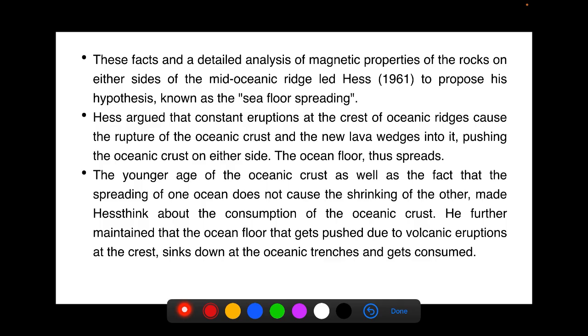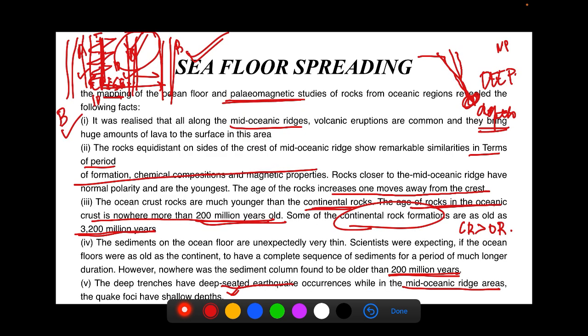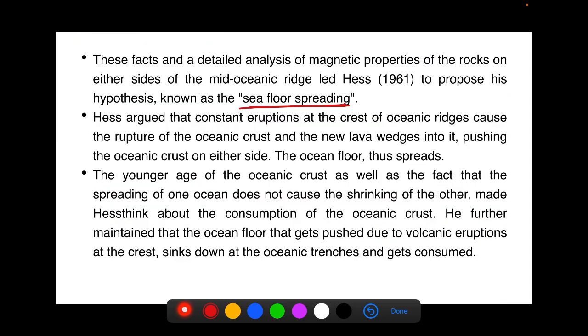These facts and a detailed analysis of the magnetic property of the rocks on either side of the mid-oceanic ridge led Harry Hess to propose his hypothesis known as seafloor spreading. We have studied that there are various conclusions that can be made from studying this oceanic floor, and all this analysis was taken by Harry Hess, and he proposed a theory called the seafloor spreading theory. Harry Hess argued that constant eruption at the crest of the oceanic ridge caused the rupture of the oceanic crust, and the new lava wedges into it, pushing the oceanic crust on either side. The ocean floor thus spread.